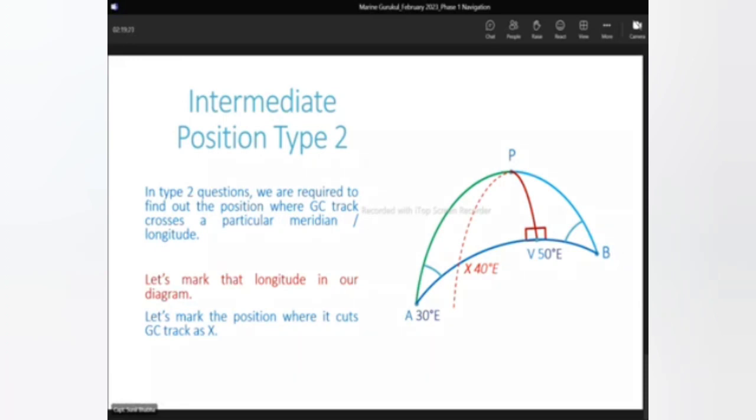So is the question clear, beta? Yes, sir, clear. Longitude is given, latitude is not. That's right, beta. That's right. Let's see the solution.